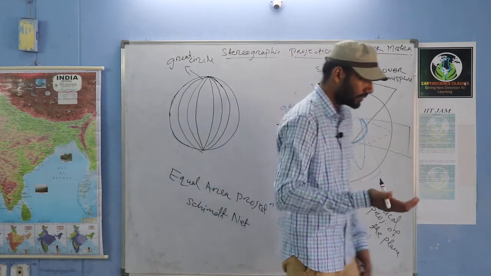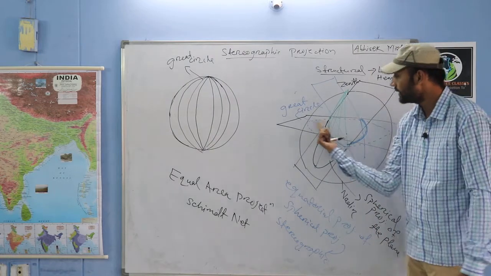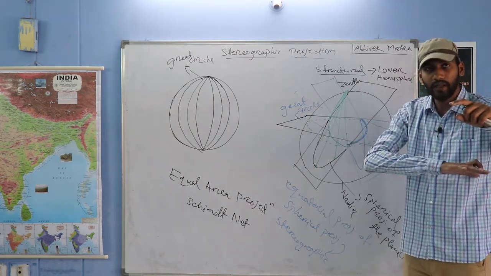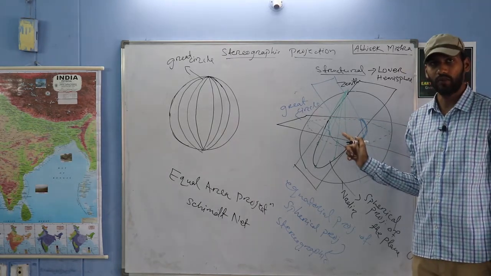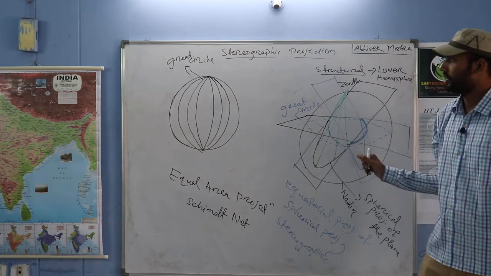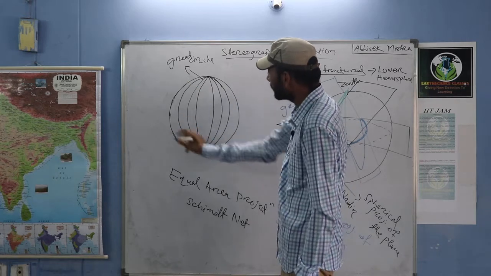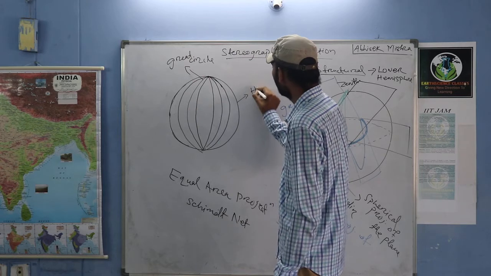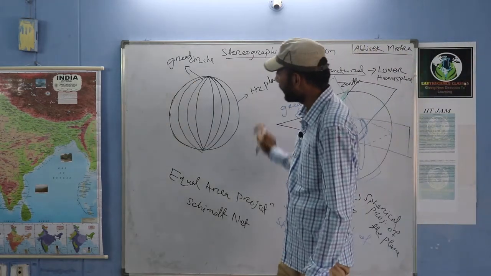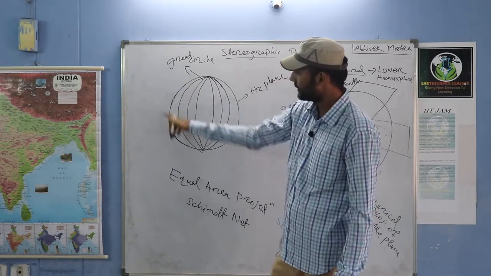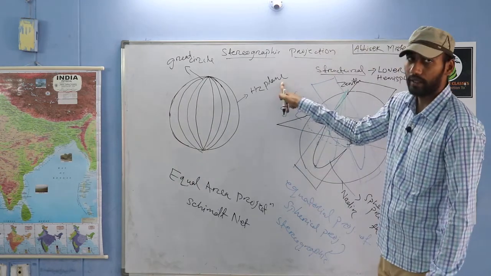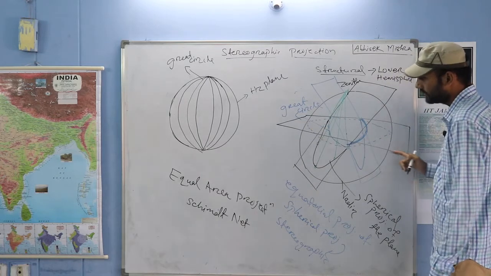If I pass a horizontal plane through the center of the sphere, it will intersect the sphere at the equatorial plane itself. Right? This is the sphere, and the plane should be passed through the center. So the intersection becomes a circle, and that is your equatorial circle only. That means this outside circle, the perimeter of the net, is representing a horizontal plane which is passed through the sphere through its center.